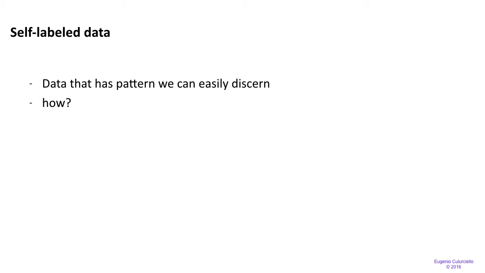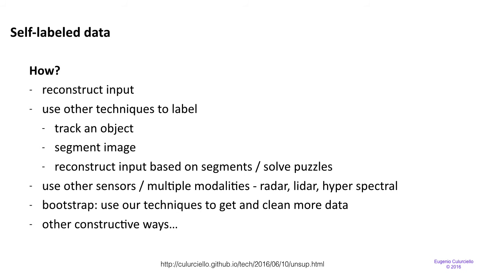So somehow we need self-labeled data. What is self-labeled data? Self-labeled data is data that has a pattern that we can easily discern. Okay, that's easier said than done. What does it mean? It means that we need to figure out some properties of the data that allow it to label itself.